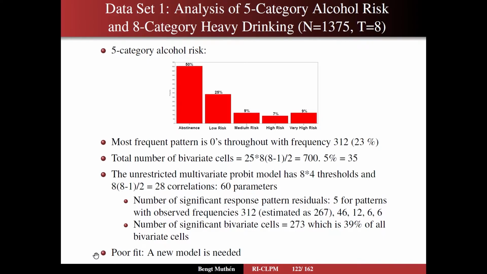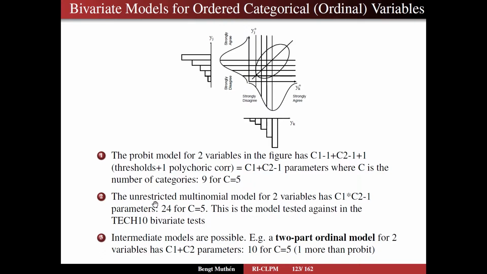So now we're going to turn to a new model here. I'm going to take a close look again at the bivariate case for ordered variables, where you have, in this case, 5-category variables, so 4 thresholds. And the probit model for the 2 variables in this figure has number of parameters equal to the number of thresholds minus 1, plus the number of thresholds minus 1 for the second variable, plus 1 correlation.